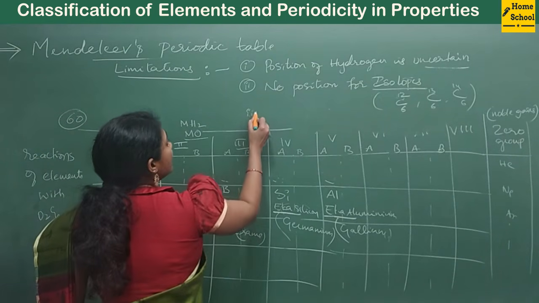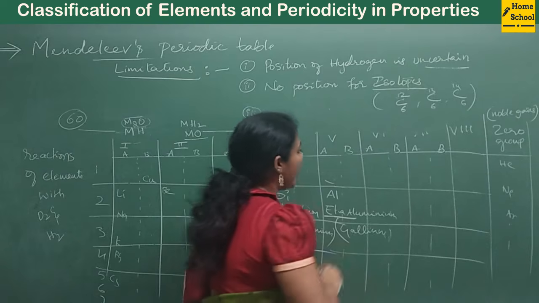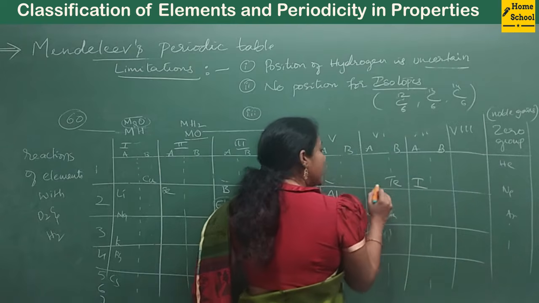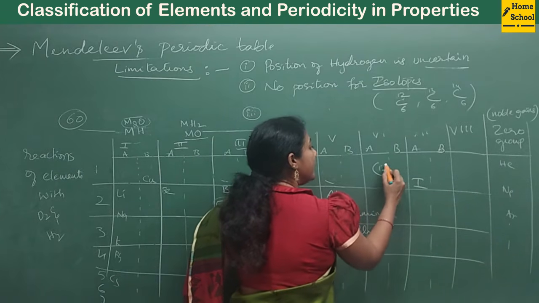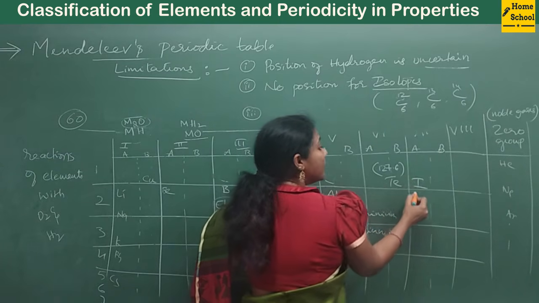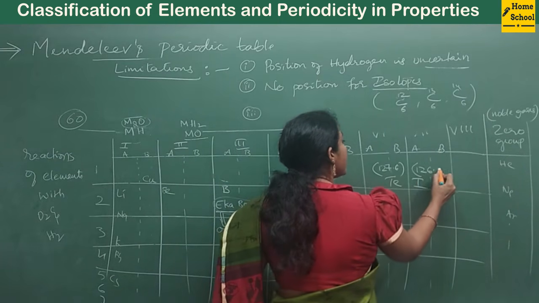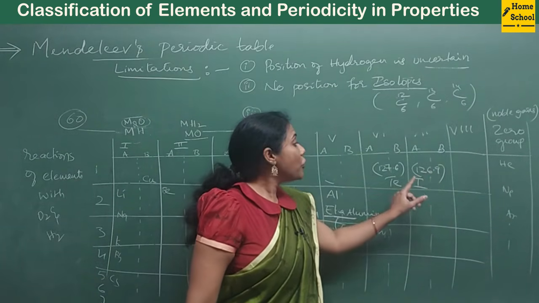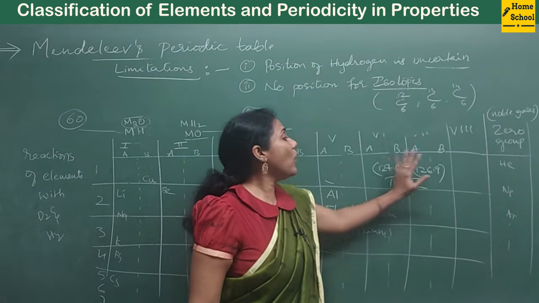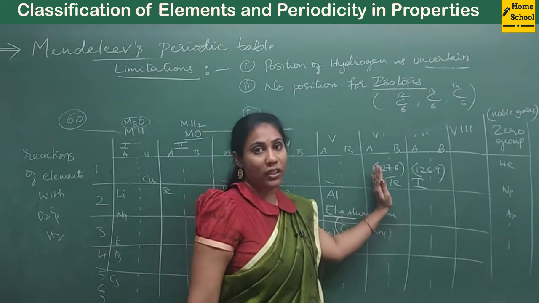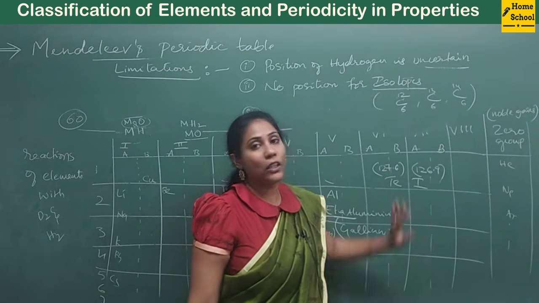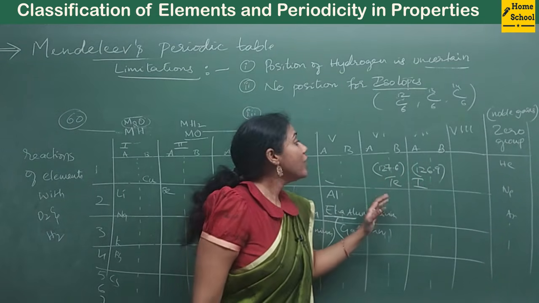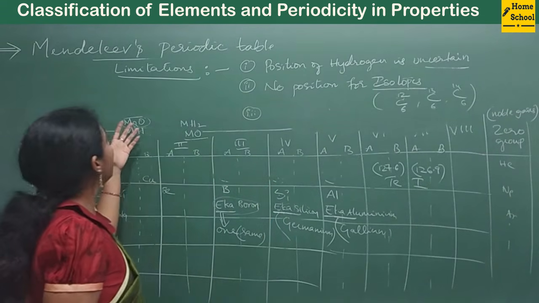And coming to the third point, you will find somewhere that tellurium is placed first and after that iodine is placed. Actually, tellurium's atomic mass is 127.6. Iodine's atomic mass is 126.9. You see, iodine should come here, tellurium must go there, right? So elements with higher atomic masses are placed before elements with lower atomic masses. So yes, here and there some misplacements you can observe. That is another limitation of Mendeleev's periodic table.